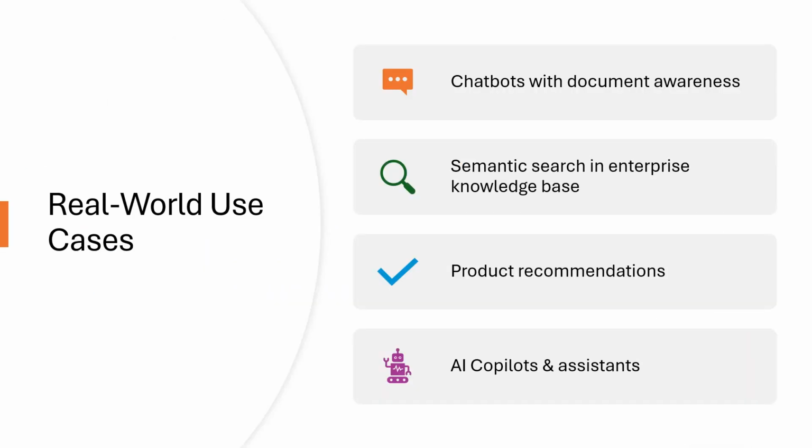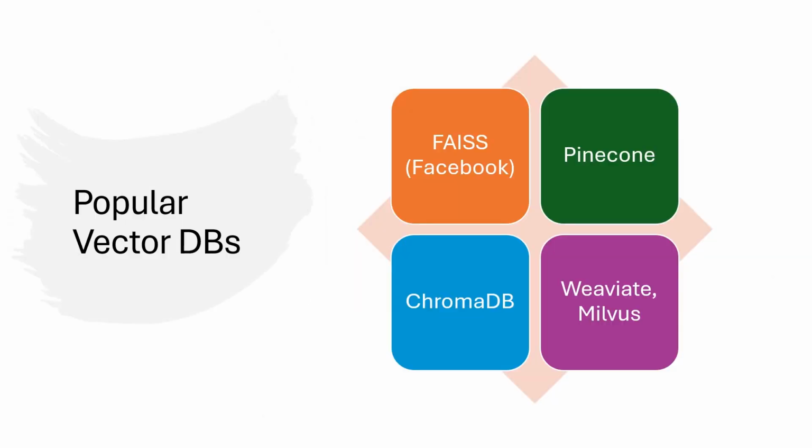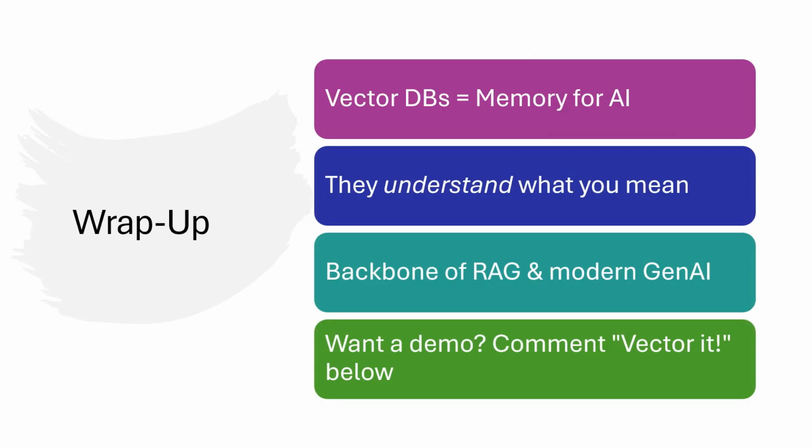You will find vector databases behind AI chatbots, intelligent search bars, product recommenders, and even copilots. Some of the top vector DBs out there in the market are FAISS, Pinecone, ChromaDB, Weaviate, and many others, and you can explore that further. In short, vector DBs are the memory system for smart GenAI powered apps.